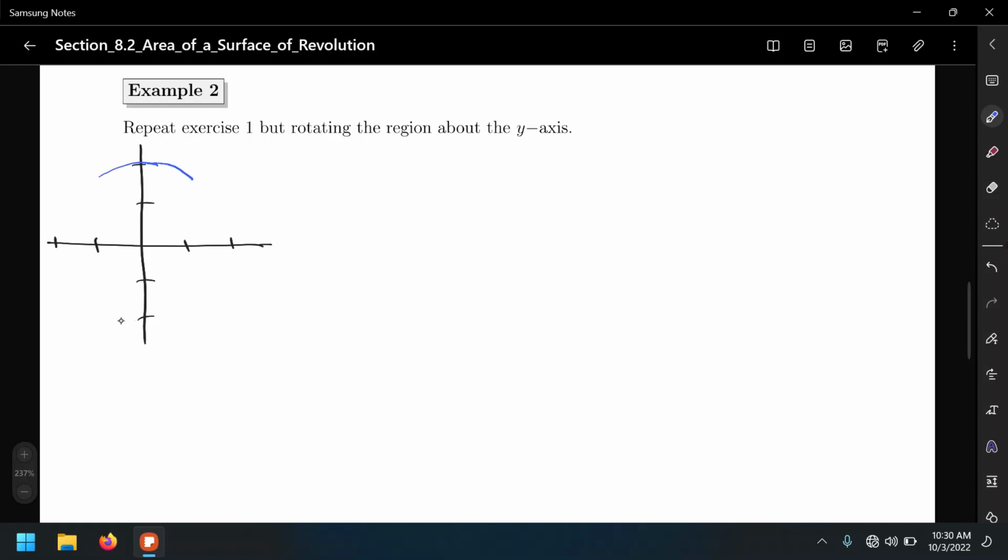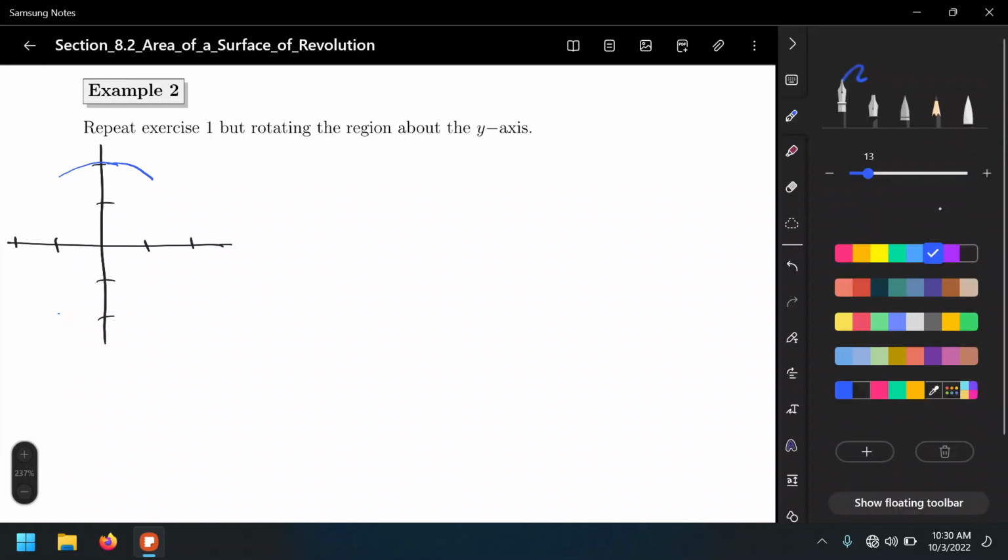So in this case, notice we are no longer rotating about the x-axis. What we're doing this time, we're rotating about the y-axis, like this. So what is this going to generate for us? Well, it's going to generate this solid right here.